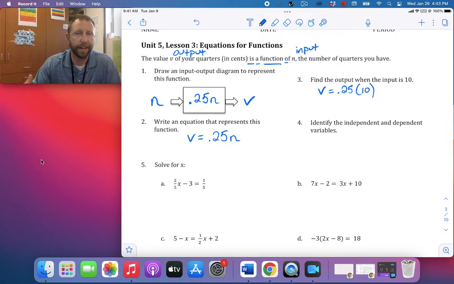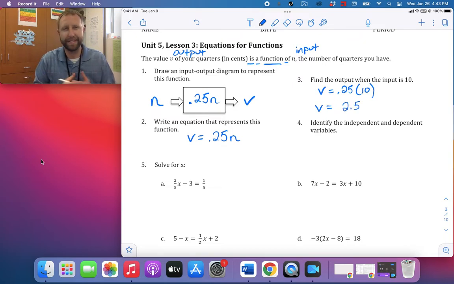And we talked about this in the lesson, multiplying a number by 10, just move the decimal over. So the value is 2.5, except that's not how we write money. I'm going to add a 0 onto the end because money goes out to 2 decimal places. The value is $2.50 for 10 quarters.